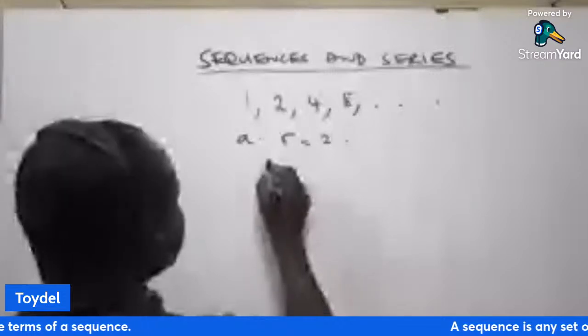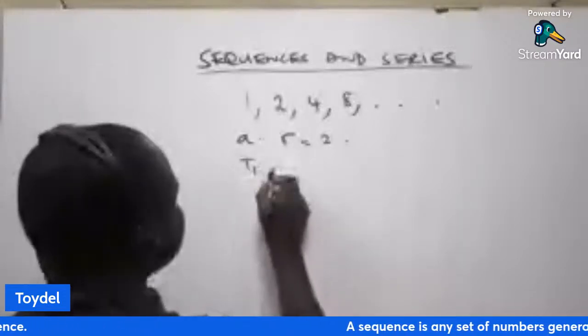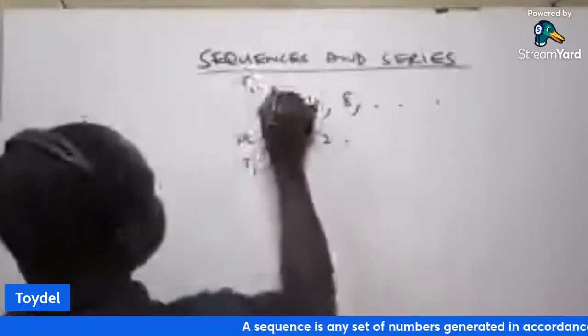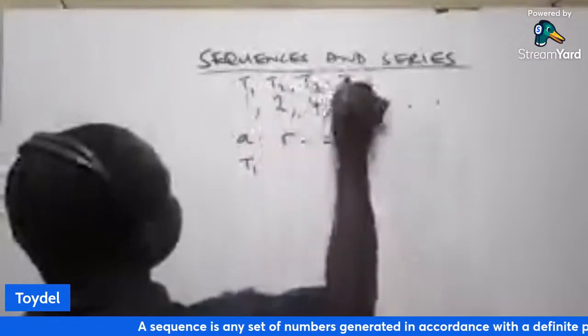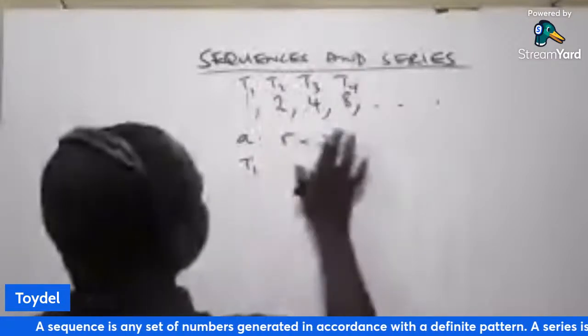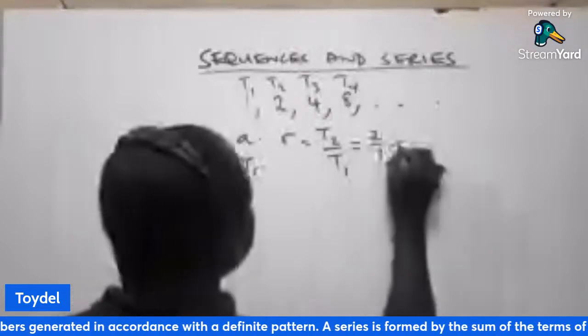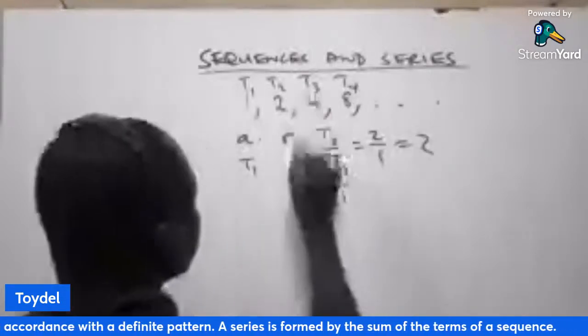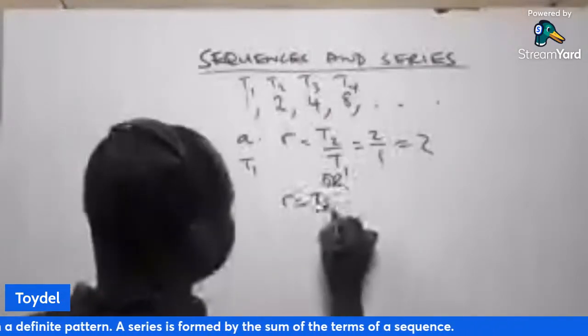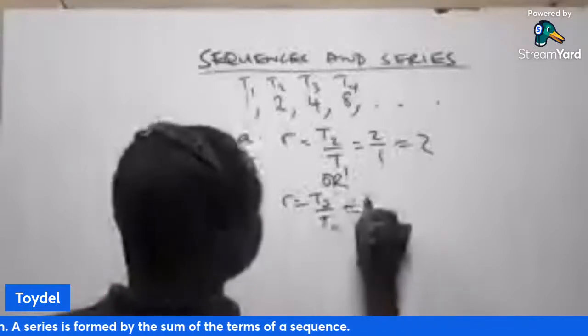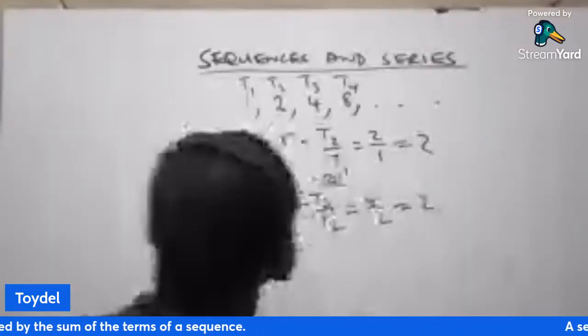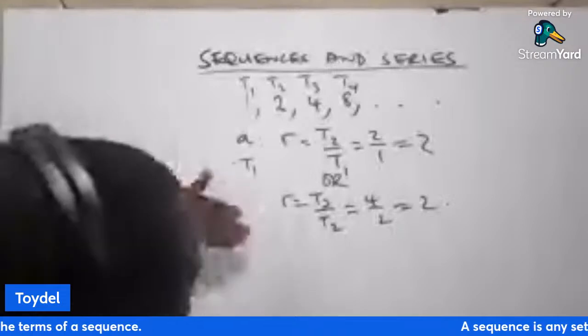The 2 simply means that this is T1, the first term, this is T2, the second term, third term, fourth term. How do I get the common ratio? That will be T2 divided by T1, that is 2 divided by 1, that is 2. Or I can say R is equal to T3 divided by T2, and that is 4 all over 2, and so 2.